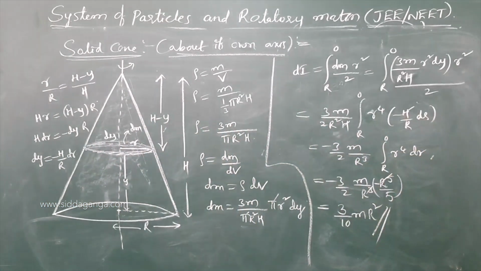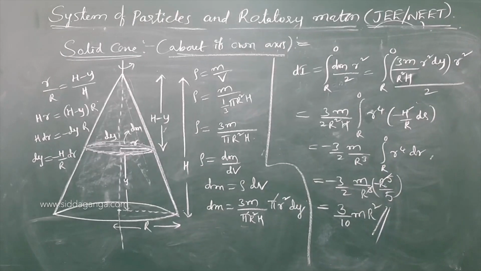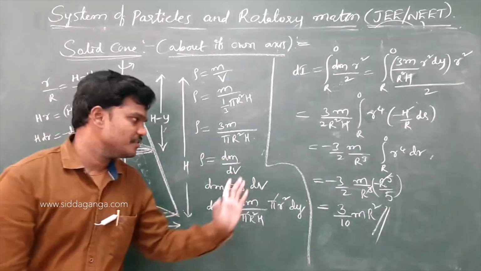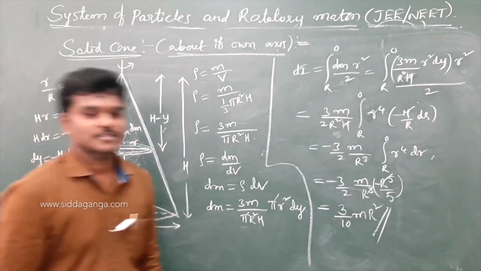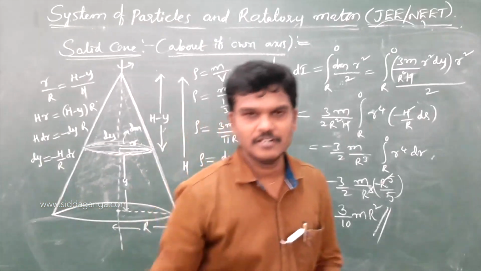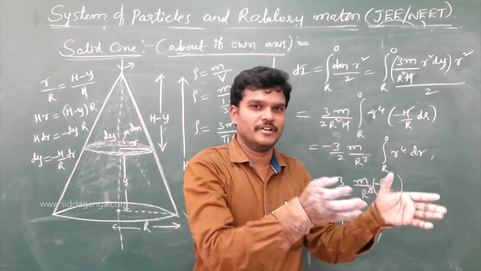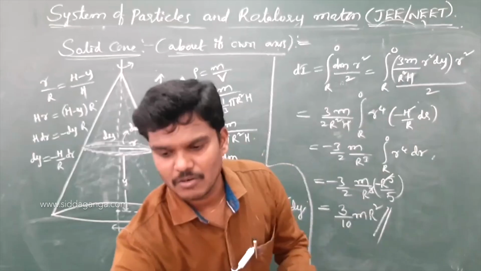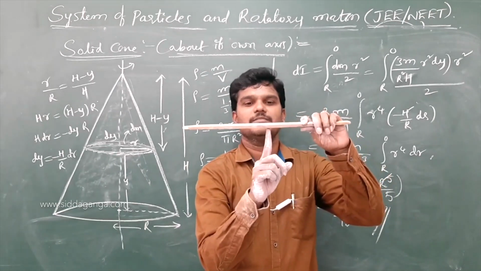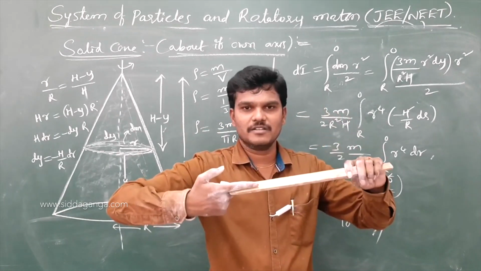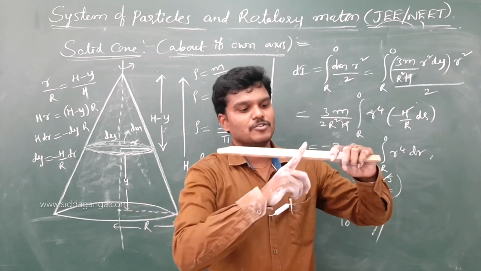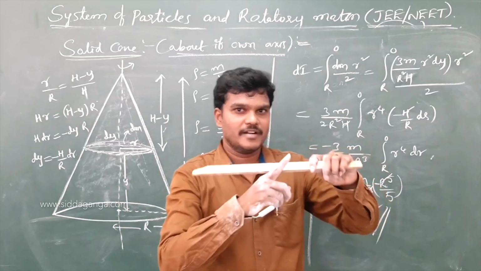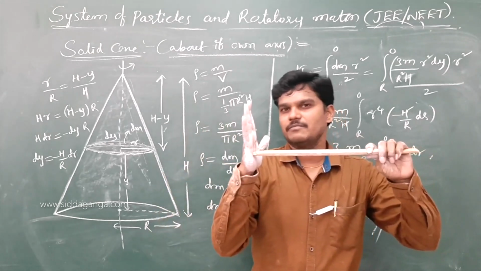Okay, so I'm finally getting the moment of inertia of a solid cone about its own axis is 3 by 10 m r square. From the starting onwards, I started with linear objects, surface objects and volumetric. For a linear object, I have taken a rectangular rod. Perpendicular to length is ml square by 12, perpendicular to breadth mb square by 12, perpendicular to the plane m(l square plus b square) by 12. And next, about one end of the rod, ml square by 3.